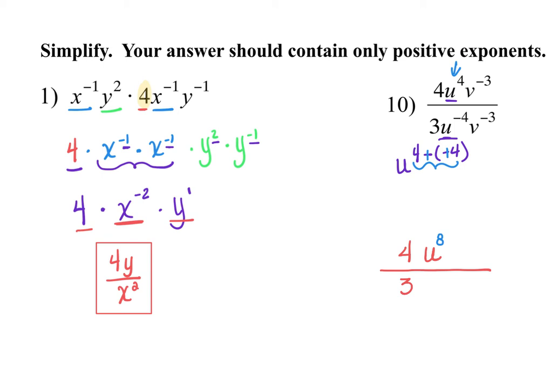I have v to the negative 3 and v to the negative 3. Which one is bigger? They're the same. Anytime they are exactly the same, you're going to get to the 0 power, which means they cancel to a 1. And so my final answer here, my u's went to the 8th power and my v's canceled out completely. And so my final answer looks like this: 4u to the 8th over 3.